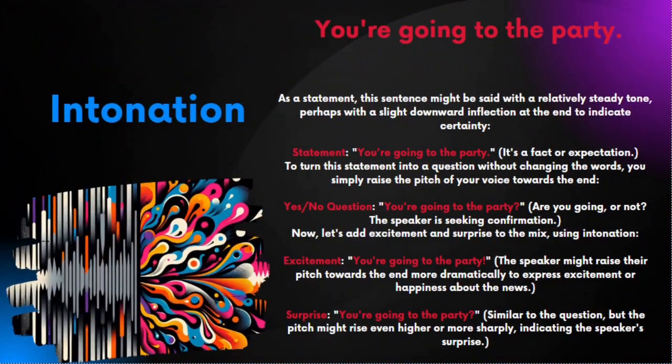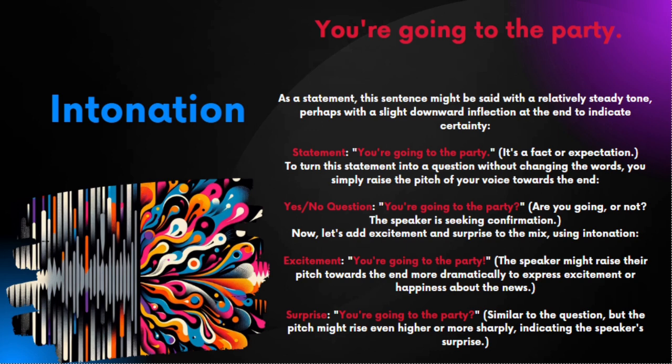All right. So let's get into some intonation practice. On the very top, you're going to see the sentence, you're going to the party, in red. Right? We're going to focus on that. As a statement, this sentence might be said with a relatively steady tone, perhaps with a slight downward inflection at the end to indicate certainty. So if it's a statement with a period at the end, I'm just going to say, you're going to the party. It's a fact or expectation.